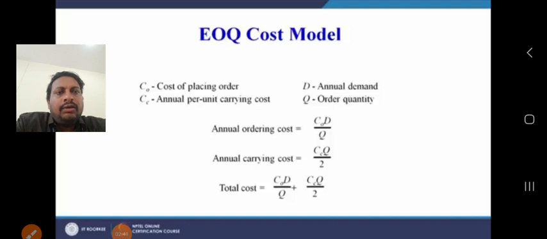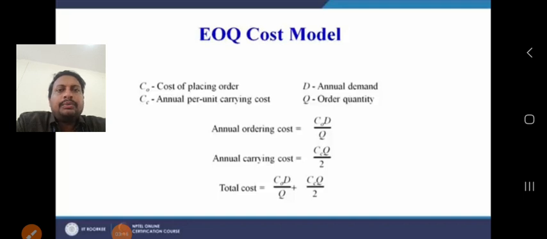The annual ordering cost is equal to ordering cost multiplied by demand divided by economic order quantity. Then the annual carrying cost is the carrying cost multiplied by the average ordered quantity. The total minimum inventory cost equals ordering cost into annual demand by economic order quantity, plus carrying cost into the average of ordered quantity.